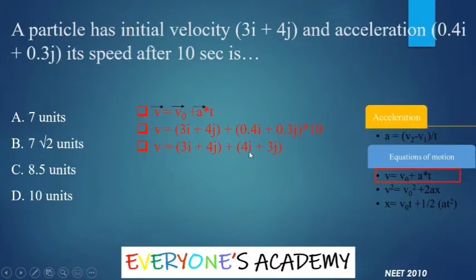4j plus 3j will become 7j. So this velocity vector is 7i plus 7j. If you take the magnitude for this, you need to take the square root of a square plus b square, that is 7 square plus 7 square. So the square root of 98 is nothing but 7 root 2. So option B is correct.